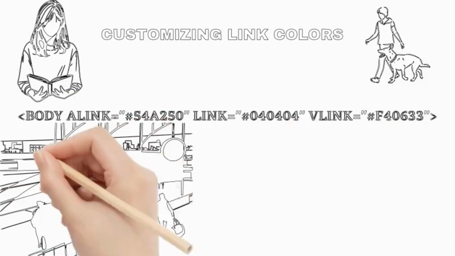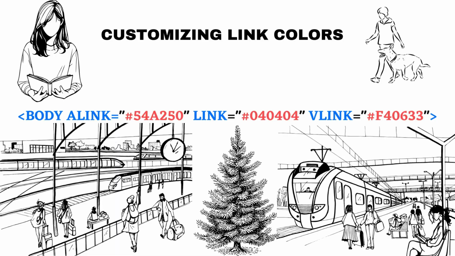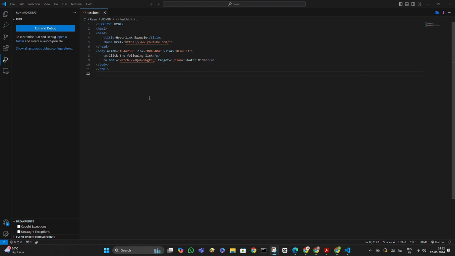Want to add some flair to your links? You can customize their colors using the link, alink, and vlink attributes within the body tag. Let's see how it's done.